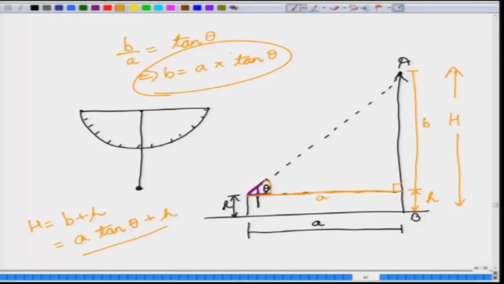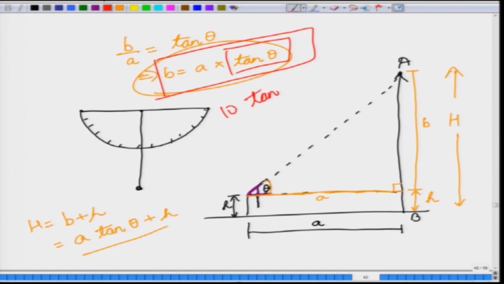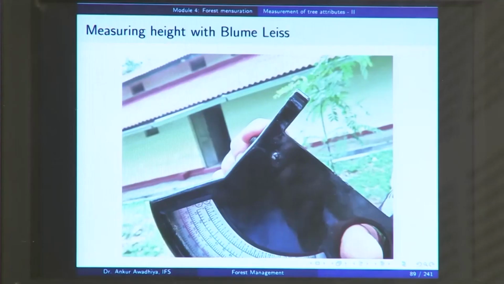Now, what this instrument also does is that not only does it give you the value of theta when you are using this instrument, but it also directly gives you the value of tan theta and also the values of a tan theta for specific distances. So, for instance, you can have a value of 10 times tan theta, 20 times tan theta and 30 times tan theta. So, in this case, if you are standing at a distance of 10 meters, then you will make use of that particular scale, and this is what we are seeing here.